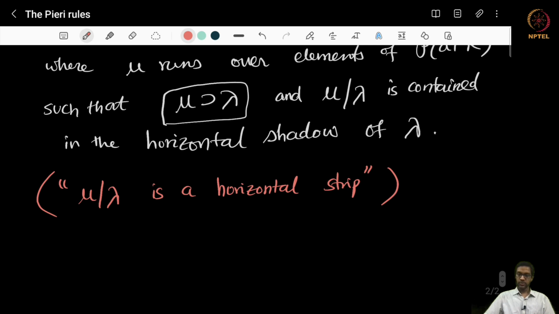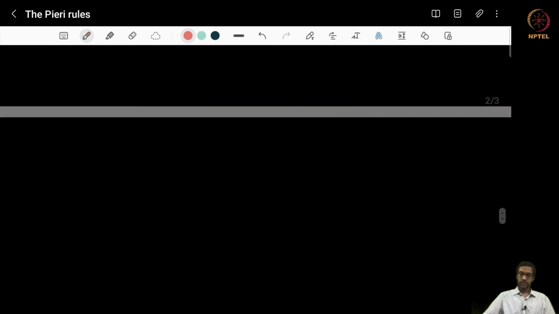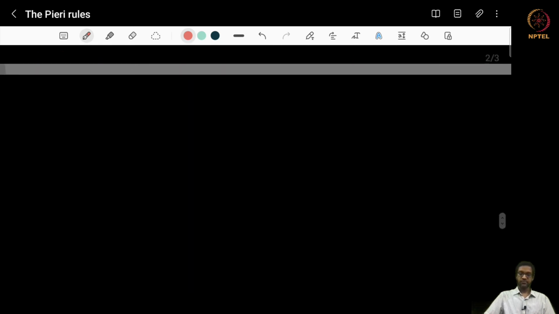So this is the statement of the Pieri rule. Now, before we actually prove it, let's look at an example just to fix ideas on what is going on here. So we're going to multiply two things. Let me just pick some. If lambda is the following shape, which is 2, 1.